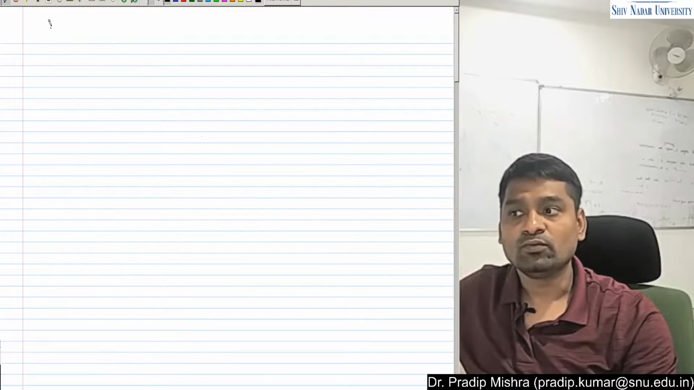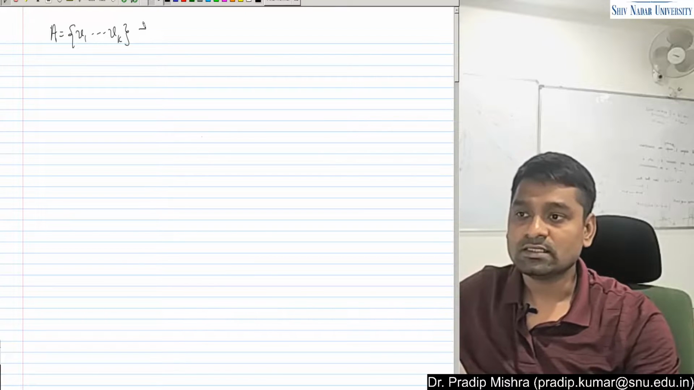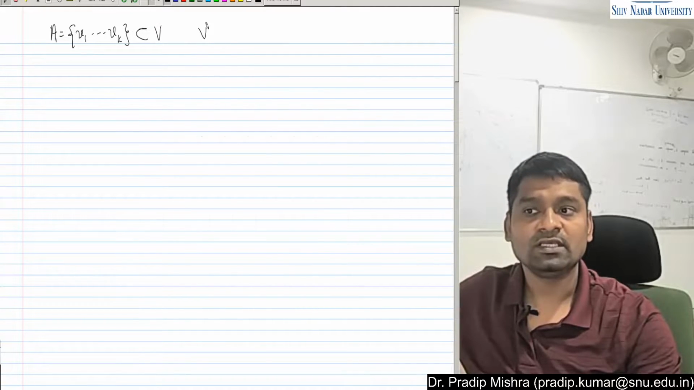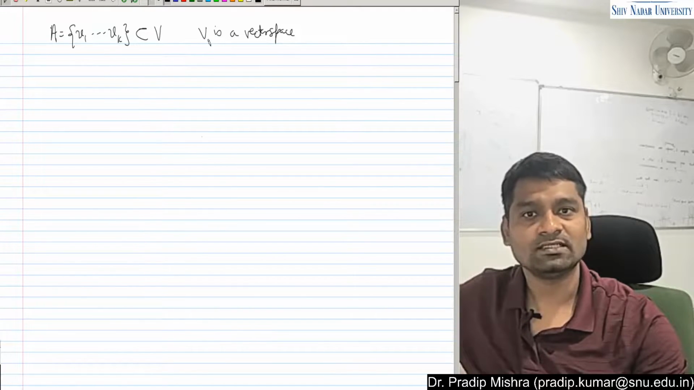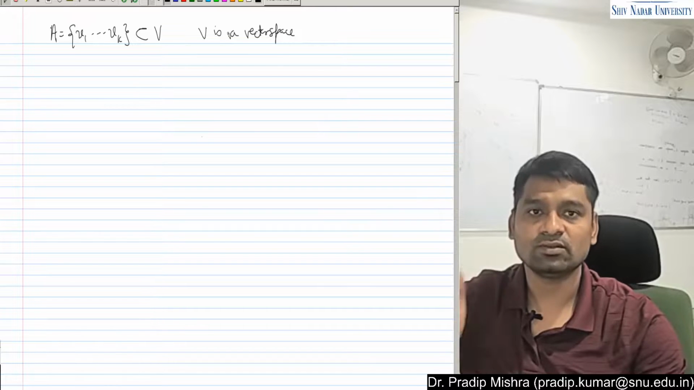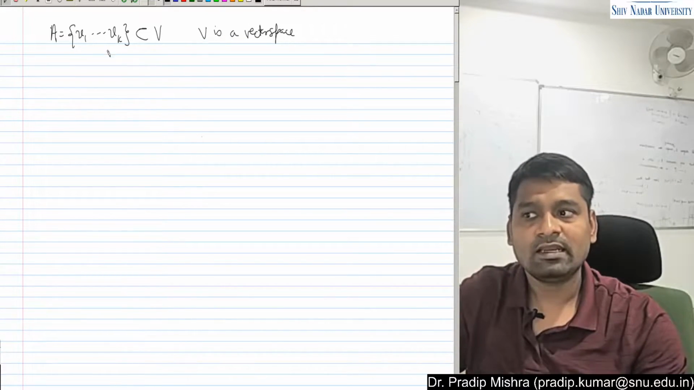Hello everyone, this is the second part of the video where I am discussing how to find subspaces of a vector space. In the first video we started from a set A. So let us take a set A = {v1, v2, ..., vk}, which is a subset of V, and here V is a vector space. We are not mentioning what the addition and the scalar multiplication are. V is a vector space over R having addition and scalar multiplication, and A is this.